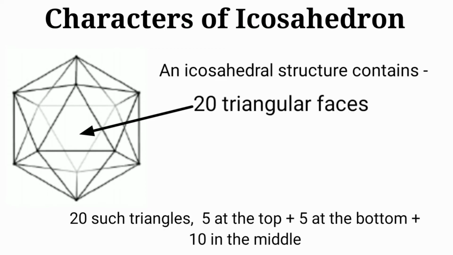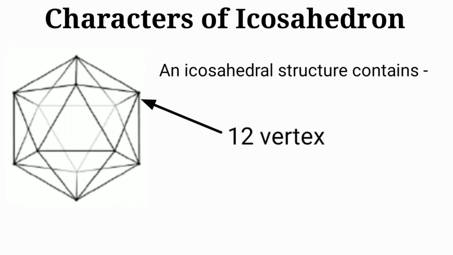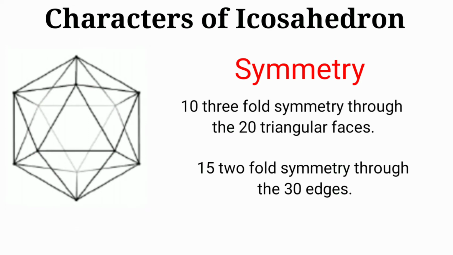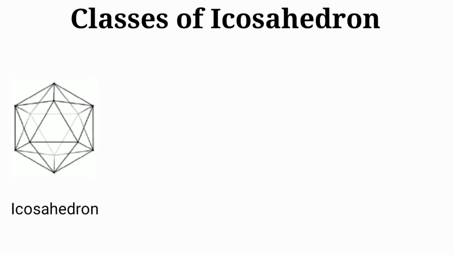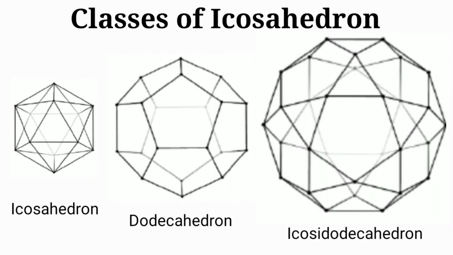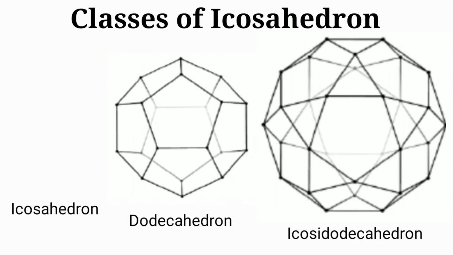You can see in the icosahedron there are 5 plus 5 plus 10. That means 20 triangular faces and 12 pentamers or vertices. It has fivefold symmetry through 12 vertices, threefold symmetry through 20 triangular faces, and twofold symmetry through the 30 edges. When the size of the viral nucleic acid is comparatively large, it requires more space. So they form this or this type of structure.